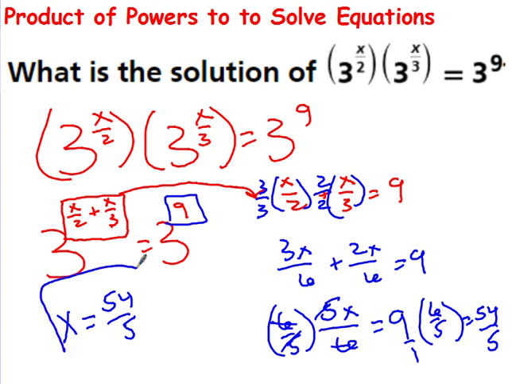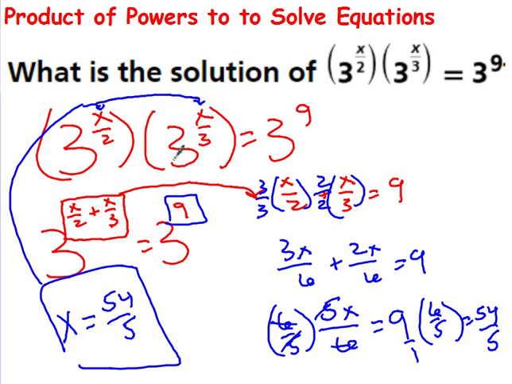But if I were to plug in x equals 54 over 5 for x here and here, and then I added and solved this by using my product of powers, I would get 3 to the 9th power on the left-hand side. Okay?